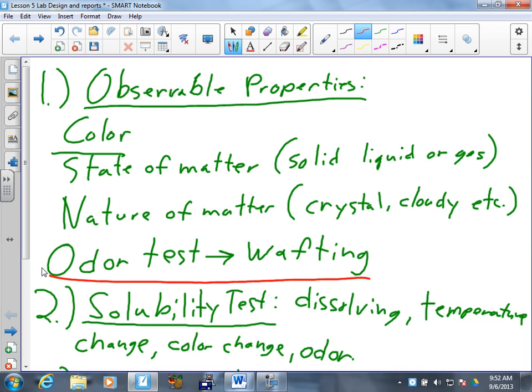Nature of matter, like I said, crystal, cloudy, clear, those kinds of things. We said how you could test that with the crushing test with a stirring rod, state of matter, all that kind of stuff. So this is going to have to be your first test.